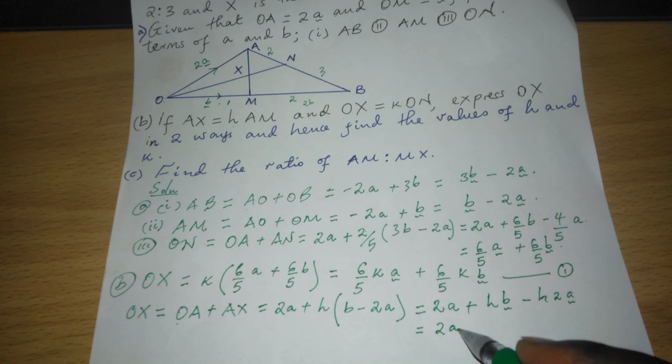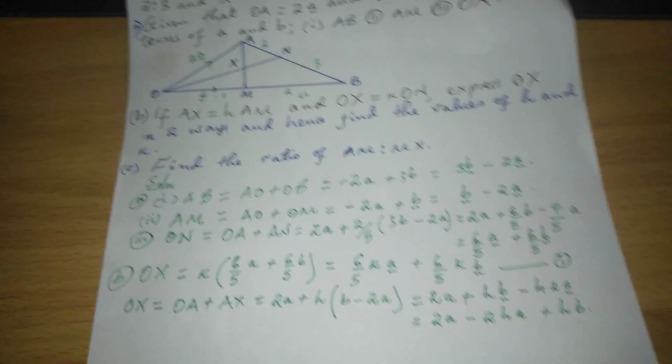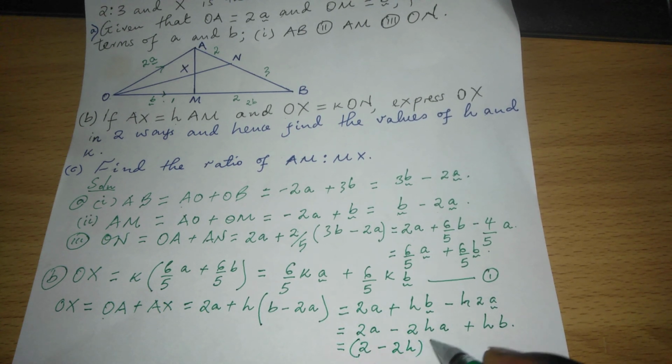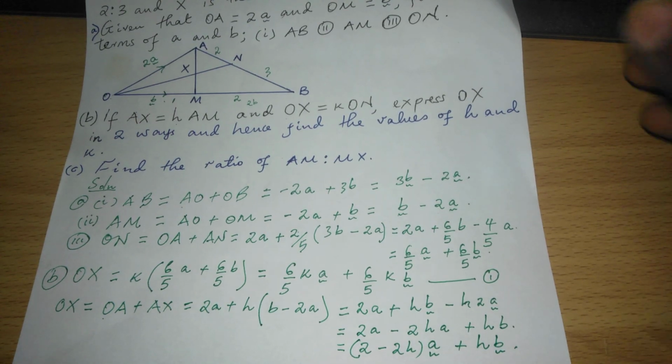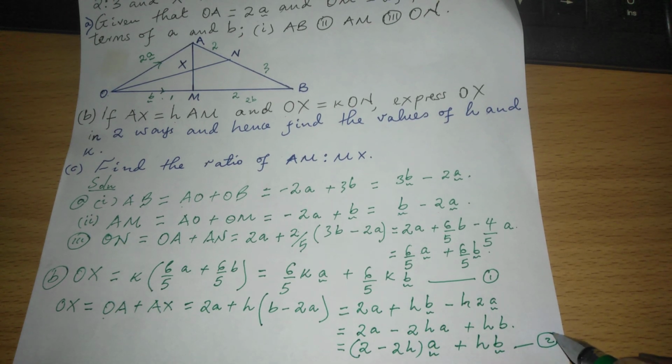The terms with vector A are 2A then minus 2H vector A then plus H vector B, such that we can have vector A factored out, and we have 2 minus 2H, so vector A is factored out like that, then H vector B like that. So with this now, we can call this one the second way of expressing vector OX.